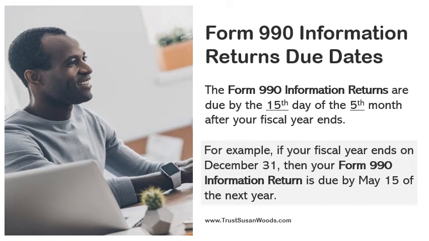Here's an example. For example, if your fiscal year ends on December 31st, then your Form 990 information return is due by May 15th of the next year because that's 5 months and 15 days from December 31st. 5 months and 15 days from the fiscal year end, which is December 31st, equals May 15th of the next year.